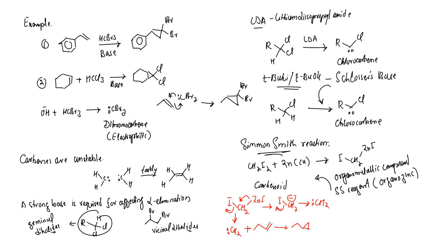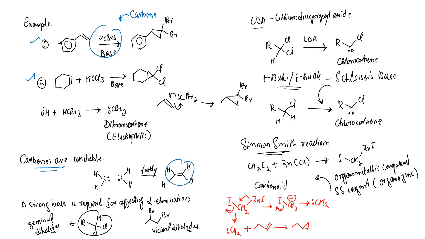As far as these two examples are concerned, the reagent which I have used right over here usually generates a carbene in the first step, and this carbene adds to the double bond for giving a cyclopropane ring, which is halo substituted. Both examples reflect the same mechanism. Carbenes are highly unstable species. They cannot exist under ordinary temperature and pressure, because if we try to isolate them, they will automatically react, giving an alkene.